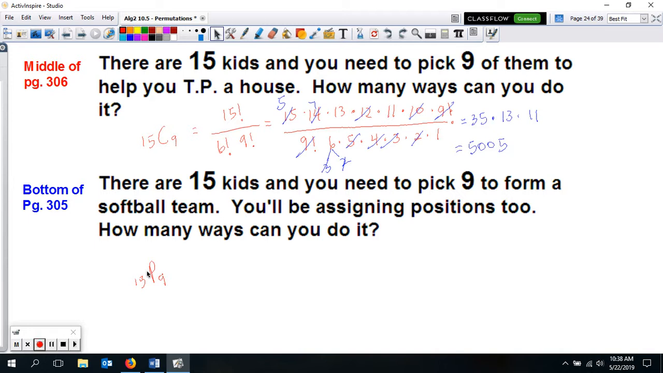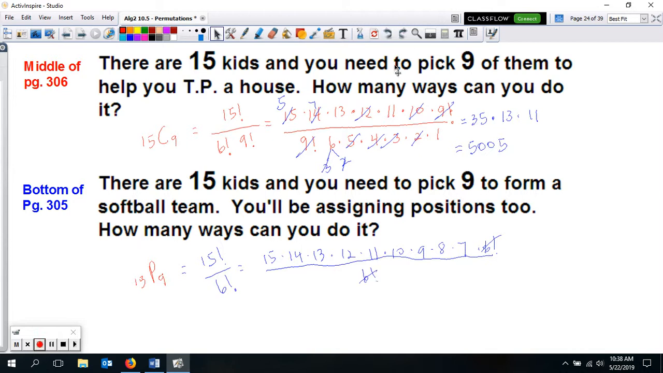So you have 15, you are picking 9 with a permutation. So 15 factorial on the top, and then 15 minus 9, which is 6 factorial, on the bottom. So you can take the 15 here all the way down to 6. So you're going to do this one all the way down here to 6. So that's 15, 14, 13, 12, 11, 10, 9, 8, 7, and the next one would be your 6 factorial.